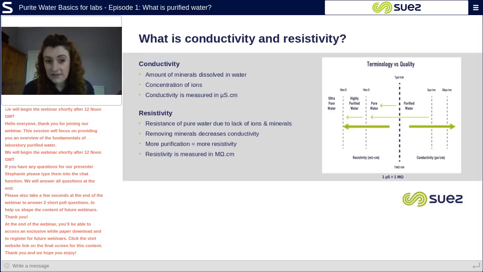On the right-hand side of the diagram, the higher the conductivity of the water, the less pure the water is as it contains more minerals. On the left-hand side of the diagram, the purer the water, the more resistant it is to conduct due to there being less minerals in the water.